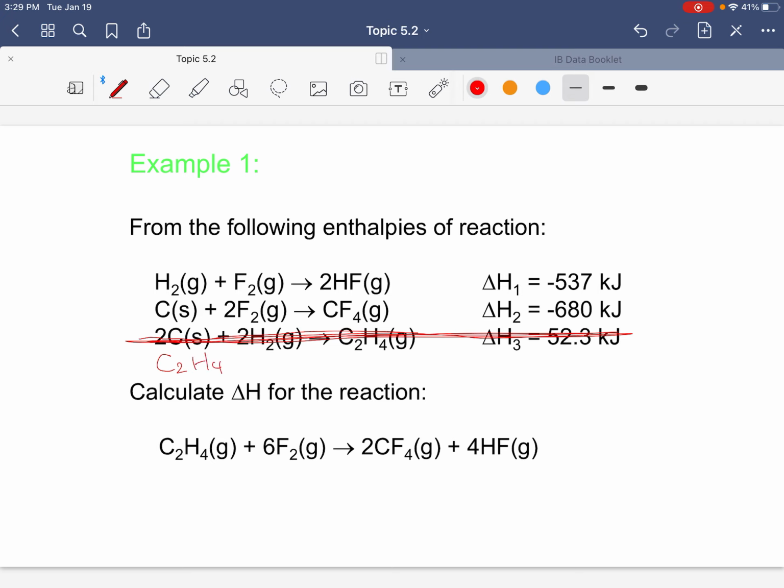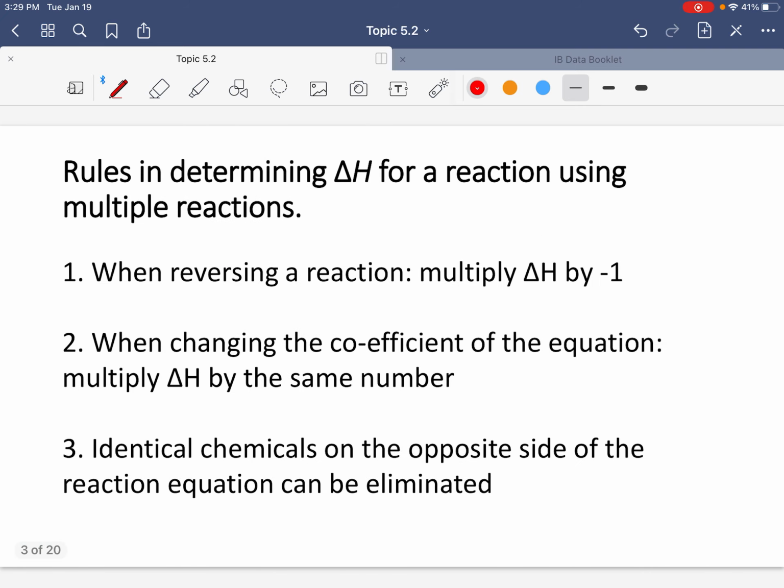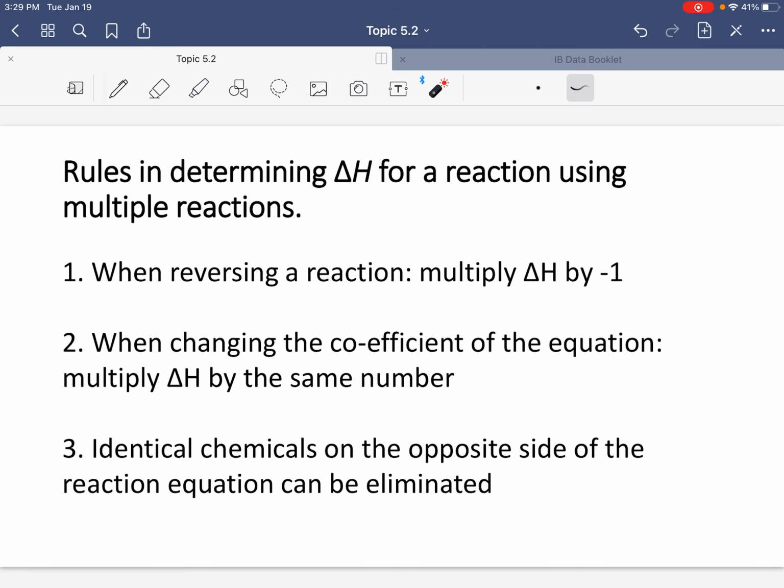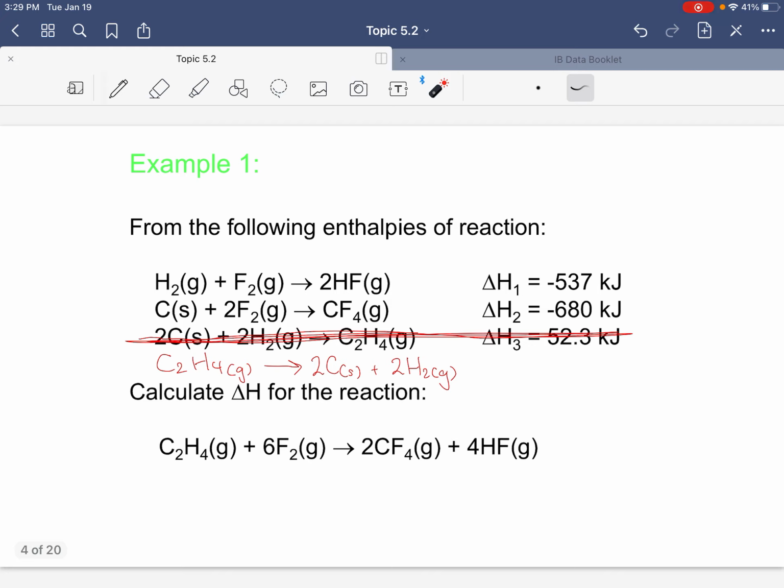C2H4 will give me 2 C's plus 2 H2. I'm going to flip it around. Remember the rule that when you reverse a reaction, you have to multiply delta H by -1. So delta H3 is no longer 52.3. It is going to be negative 52.3. Okay, looking better already.